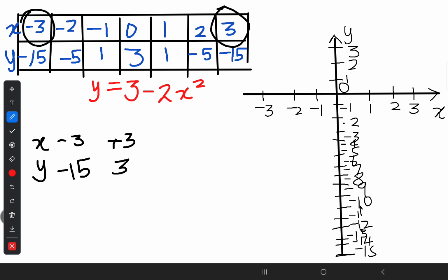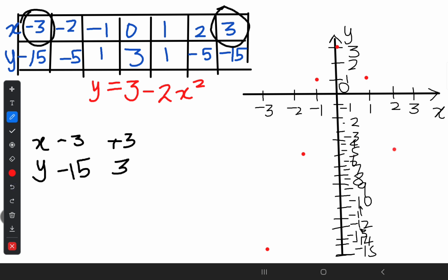What are our coordinates? When x is negative 3, y is negative 15. So this is the place of that coordinate. Next, when x is negative 2, y is negative 5. Next point, x is negative 1, y is 1. When x is 0, y is 3. So this is the point. And next, when x is 1, y is also 1. When x is 2, y is negative 5.